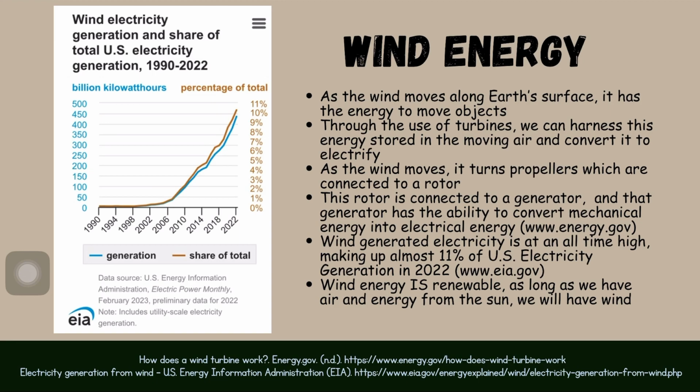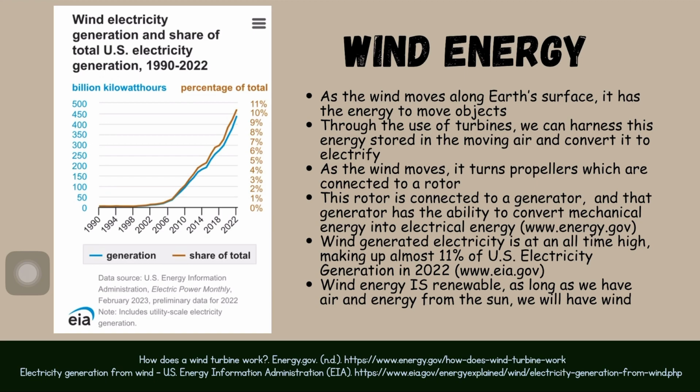Wind generated electricity in the United States is at an all-time high, making up almost 11% of US electricity as of 2022. And it is renewable as long as we have air and energy from the sun, air that it can move, we have wind. So that can continue to go. And a lot of the sites that I was looking at said that it actually is one of the cleaner forms of renewable energy because it doesn't really require water and it doesn't create a lot of pollution other than the byproduct of actually manufacturing the turbines.